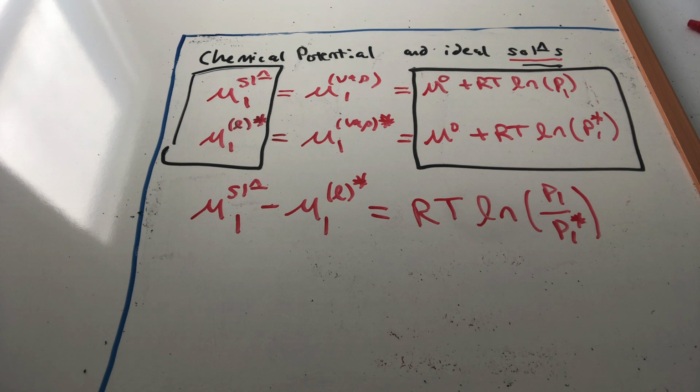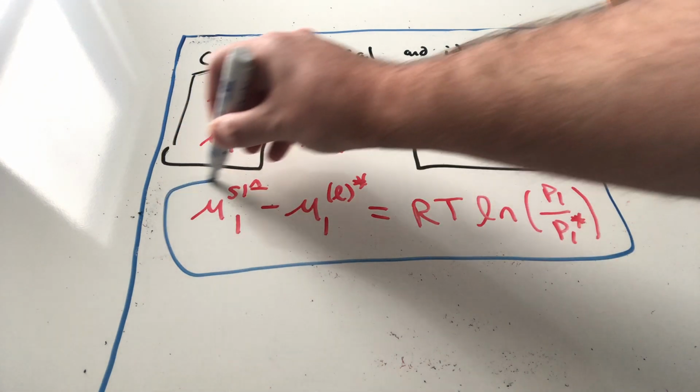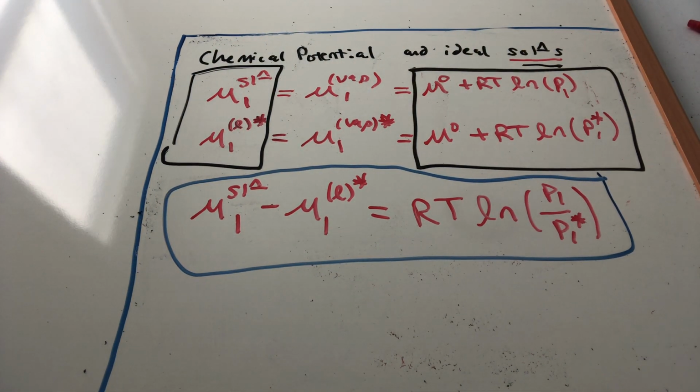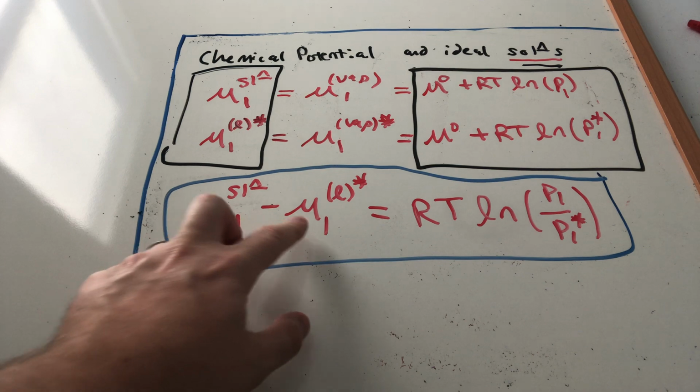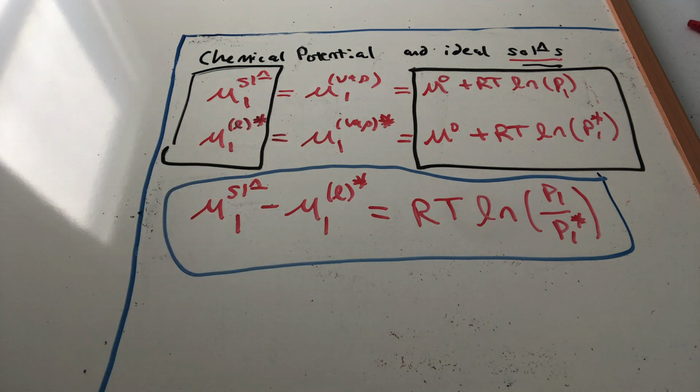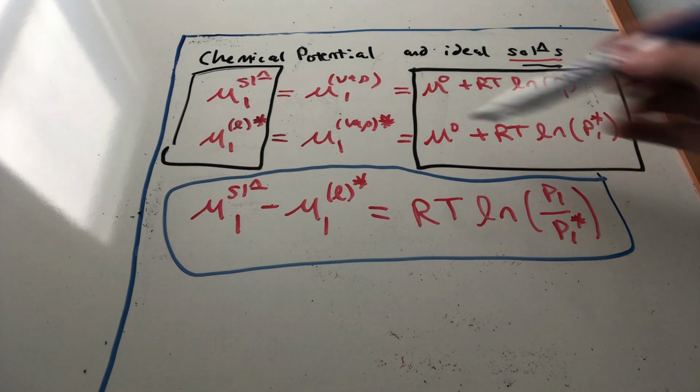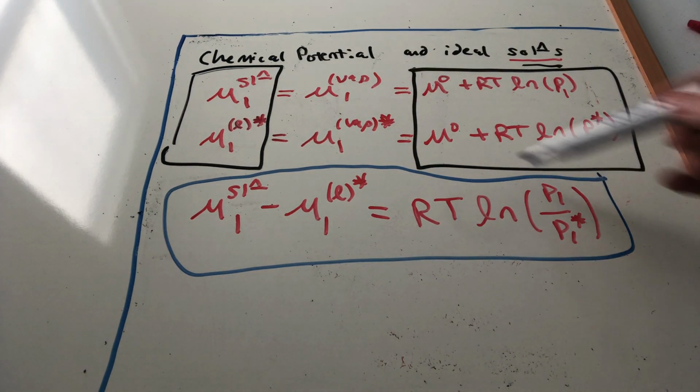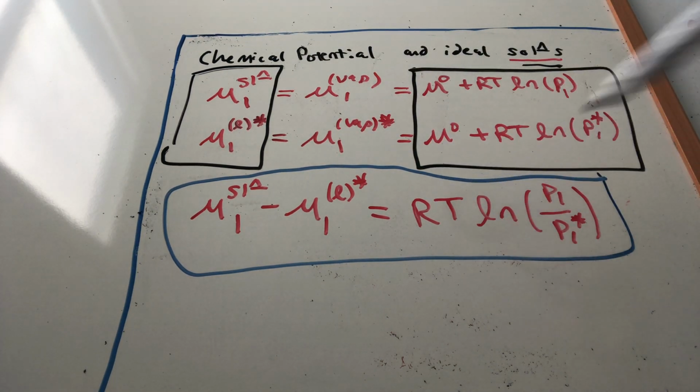Now, where have we seen P1 over P1 star before? Just notice, sorry, before I get ahead of myself, this right here is an incredibly powerful statement. It tells us how the chemical potential changes as you make a solution. And the main thing to realize here is that if I can figure out what your vapor pressure is in the solution and what your pure vapor pressure should be, all I need to know is the temperature to figure out how the chemical potential has changed.